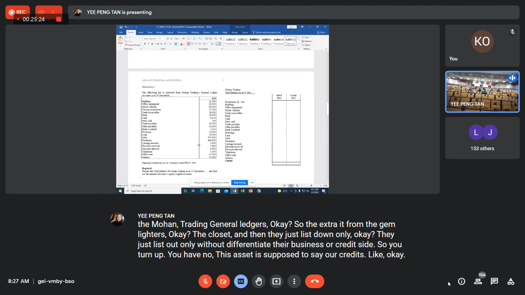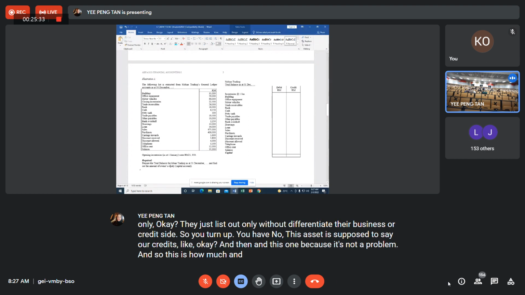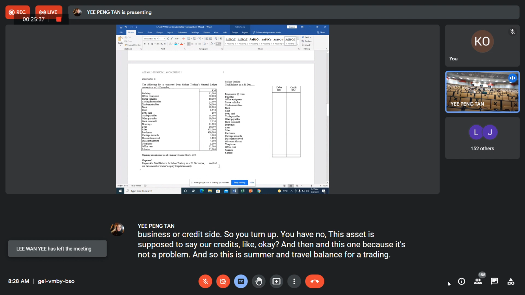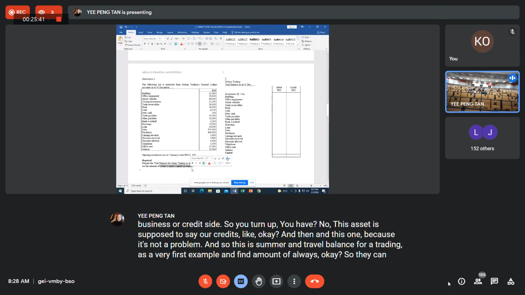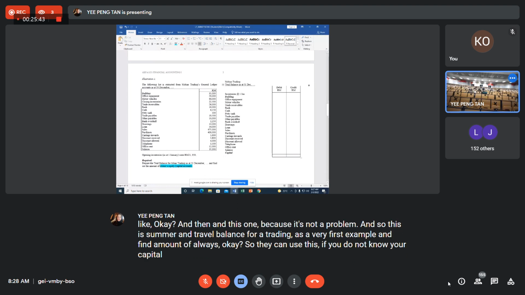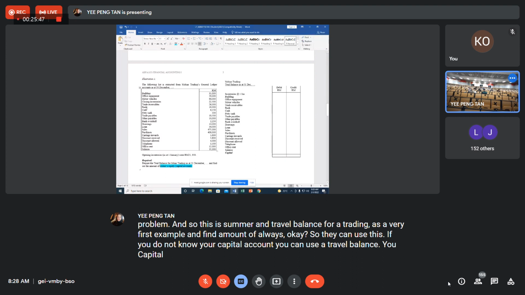And because it's not a trial balance yet, this is a listing, and they give you opening inventory also. This is how much, and you are required to do a trial balance for Mohan Trading as at 31st December and find the amount of capital. So if you do not know your capital account, you can use a trial balance to help you find your capital amount. All right, so let's do it one by one.